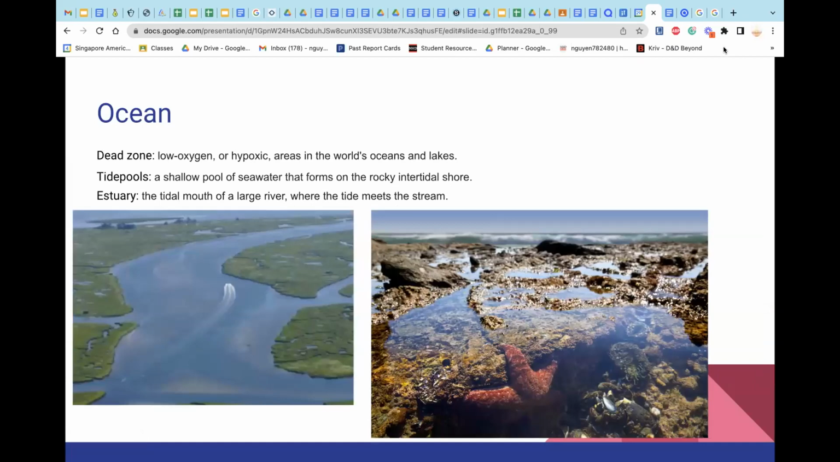Keep going. Okay, next we have stuff like dead zone, which is low oxygen or hypoxic areas in the world's ocean and lakes. It's dead because there's not really any fish, nothing really living in it. And we have tide pools, which are shallow pools of seawater that form on rocky intertidal shores, like the picture on the right. And then we have estuary, which is the tidal mouth of a large river where the tide meets, basically just where a river meets the ocean. It's an estuary. Question? No, okay, keep going.